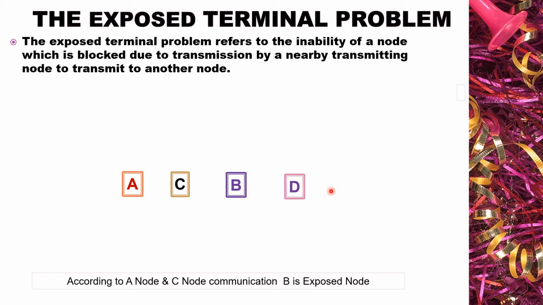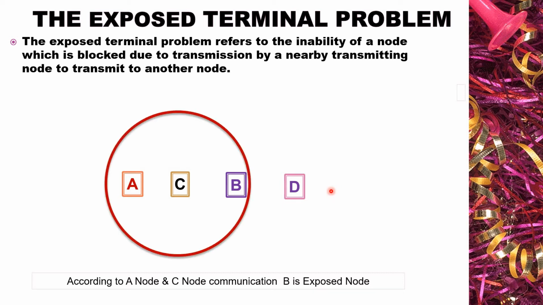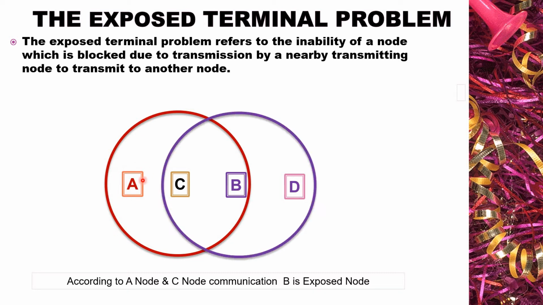So we have four nodes A, B, C and D. Nodes A, B and C are available within the coverage area of A. Then there is another coverage area because of B. Within this coverage area, another three nodes are available: C, B and D. In this situation, A wants to communicate with C. A is generating a packet and that packet is communicated to C.